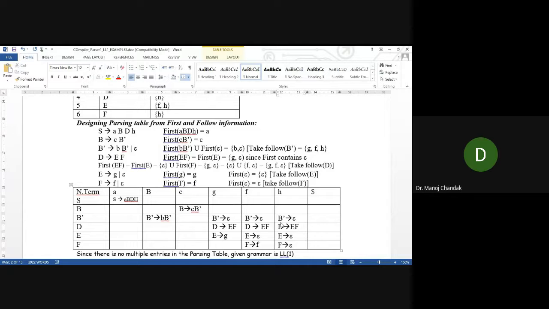Why is D derives to EF coming in H? Because there is epsilon in first of EF, okay, that cannot be removed. So wherever there is epsilon, you will have to take the follow of that particular non-terminal. Same, like if you say, what about E derives to G? No problem. But if I take E derives to epsilon, FH is the follow. So there you write E derives to epsilon, and E derives to epsilon. Similarly for F also, F derives to small f, no problem. But again, F derives to epsilon, it will create H.